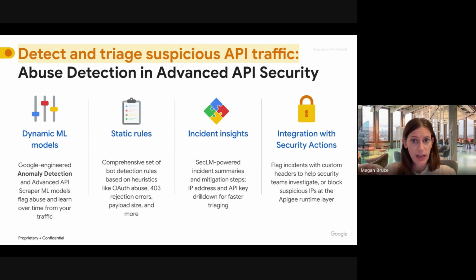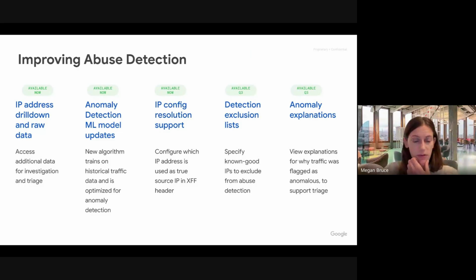We provide incident insights as well. So this is a new feature we launched last year. It's powered by SecLM, which is Google's security ML model that we engineered internally for security. And within each detection, we provide an overview or a summary of what happened, and then potential mitigation steps that we suggest there too. Just again, to make triage easier. It's hard to know what to do next, and we're trying to help solve that challenge. And then finally, integration with security actions. So we'll talk about that a little bit later, but that's essentially, okay, now I found something that's suspicious, what do I do next?